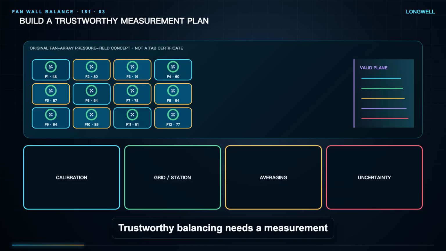Trustworthy balancing needs a measurement plan. Identify calibrated instruments, units, density correction, averaging time, grid or station geometry, and the exact system state. A single handheld velocity reading close to a fan outlet can be dominated by swirl and profile distortion. If software estimates module flow from pressure, speed, or power, validate that method over the intended range.